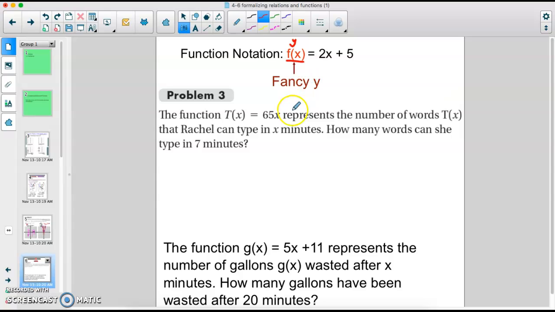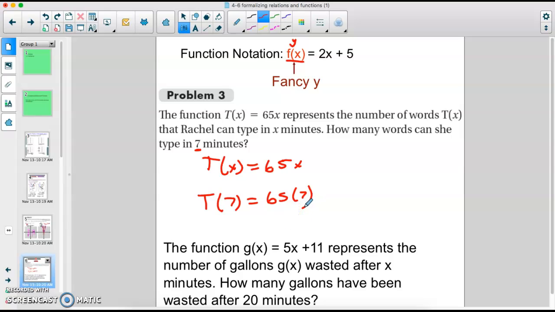2x plus 5. Okay, so for here, the function t of x represents the number of words, t of x, that Rachel can type in x minutes. How many words can she type in 7 minutes? Okay, so if t of x equals 65x, and we want to figure out after 7 minutes how many words can she type, what we're going to do is we're going to do t of 7. So we're just going to plug in 7 for x.